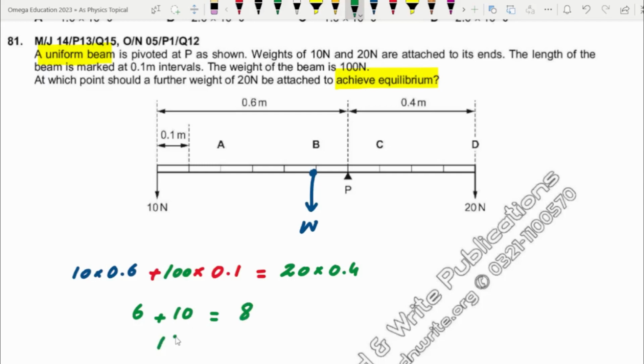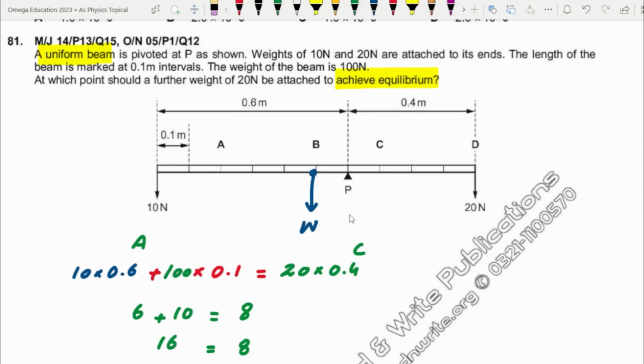So we have 16 on the anti-clockwise side, and we have 8 on the clockwise side. So that means this gives you information: you have less clockwise moment. So you need to add the extra weight towards the right side of the pivot. Only then are you going to increase the clockwise moment.